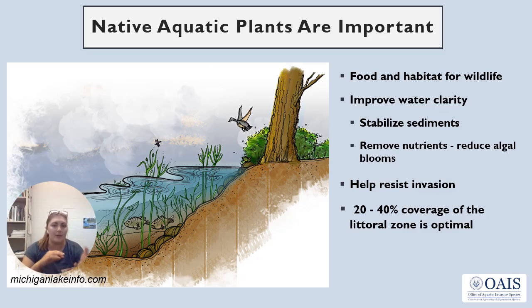So you want about 20 to 40% of the littoral zone to be occupied by plants. And that ensures that the sediments are stabilized, nutrients are being removed adequately, you have enough food and habitat, but at the same time, it's not reducing recreation and all these other things that can happen if you go over that 40%.